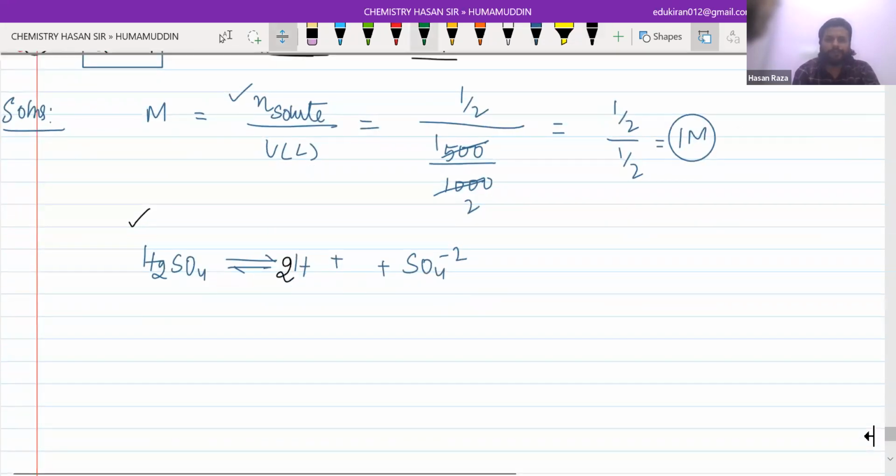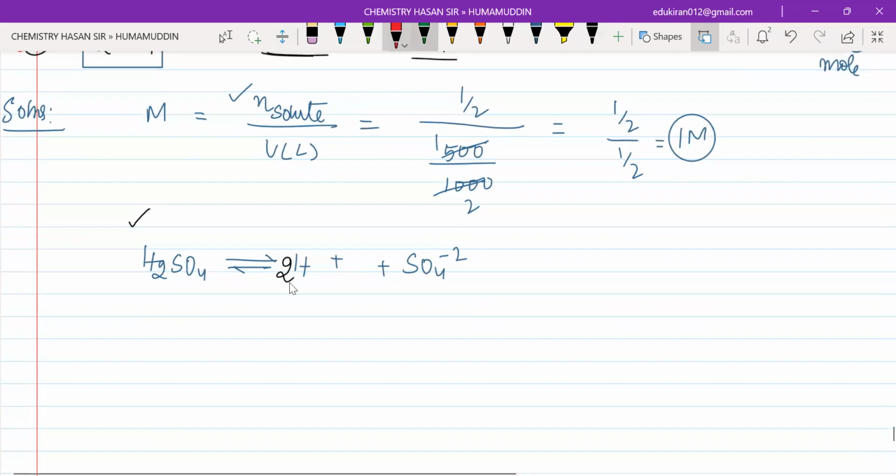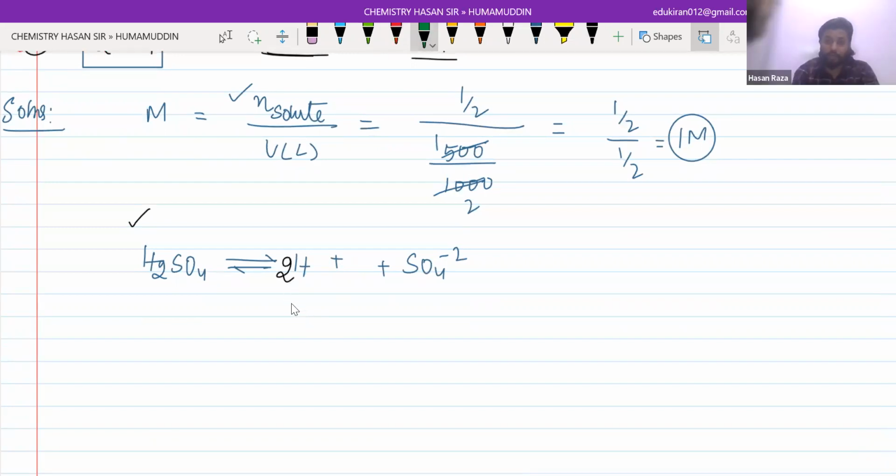Yes, sir. Now you can see it is balanced. Atom is also balanced. Charge is also balanced. On the left hand side, the charge is 0 because there is no charge. On the right hand side, one hydrogen has plus 1 charge, so 2 hydrogen has plus 2 charge. One SO4 has minus 2 charge. So overall charge on the right hand side is also 0. So charge is balanced as well as atoms.